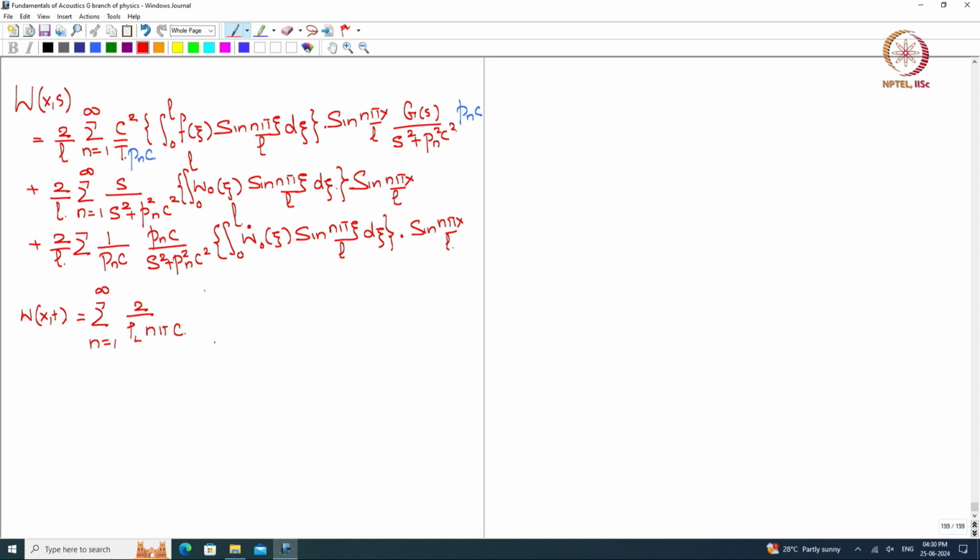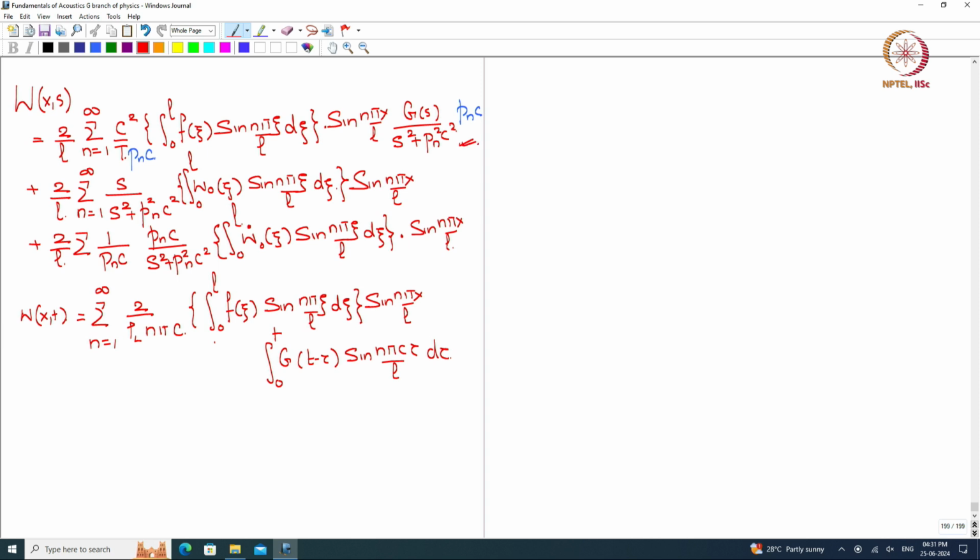Okay. Then I have this integral 0 to L f of xi sine n pi xi by L d xi into sine n pi x by L. And the last term ends up looking like integral 0 to t g of t minus tau sine n pi c tau by L d tau. Okay, that is this term.